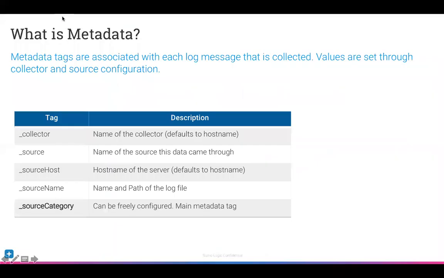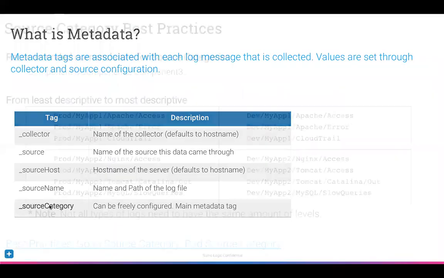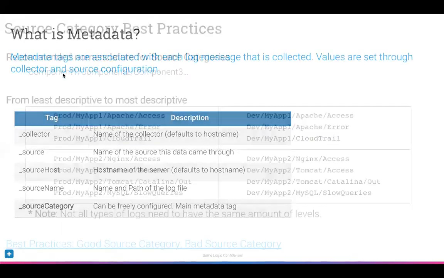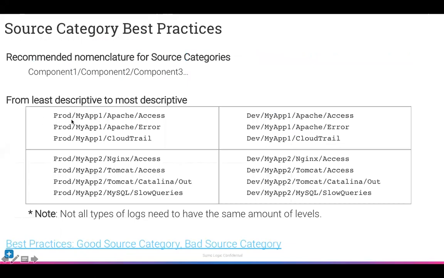So let's get back to source category. What we recommend for source category is to use a naming convention that has component 1 / component 2 / component 3, where you're going from least descriptive to most descriptive. You want to go from general to more descriptive. In this case, I'm using prod my app1 Apache access, prod my app1 Apache error. You get the point. Prod my app1 CloudTrail.